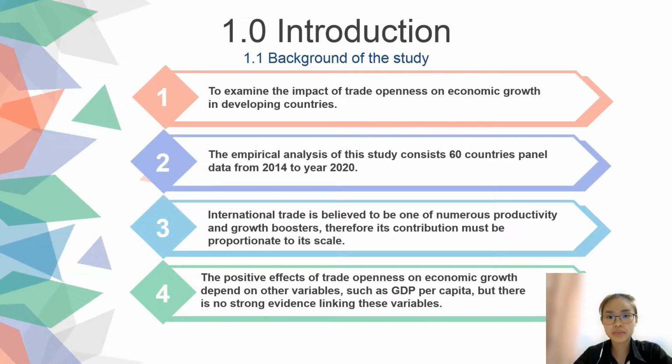The introduction, background of the study. The first objective is to examine the impact of trade openness on economic growth in developing countries. The empirical analysis of this study consists of 60 countries' panel data from 2014 to 2020. International trade is believed to be one of the numerous productivity and growth boosters, therefore its contribution must be proportionate to its scale. The positive effect of trade openness on economic growth depends on other variables, such as GDP per capita, but there is no strong evidence linking these variables.